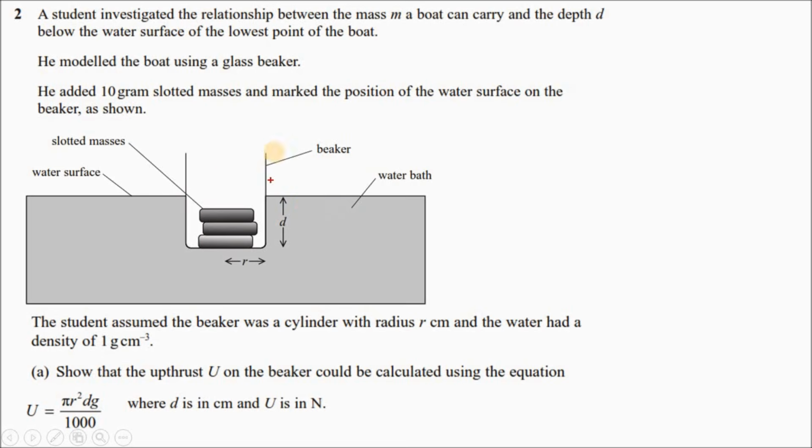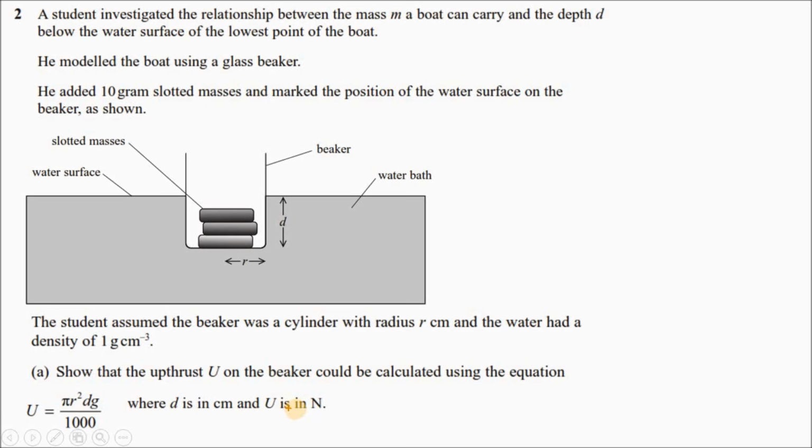So this is your beaker, with the radius of the beaker and the depth in the water bath. The student assumed the beaker was a cylinder with a radius r centimeter and the water had a density of 1 gram per centimeter cube. Show that the upthrust U on the beaker could be calculated using the equation U = πr²dg/1000, where d is in centimeter and U is in newton.